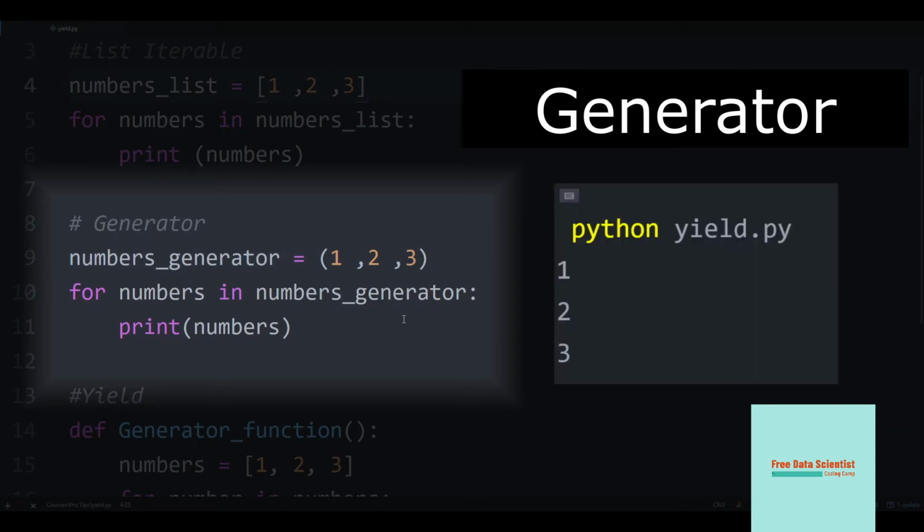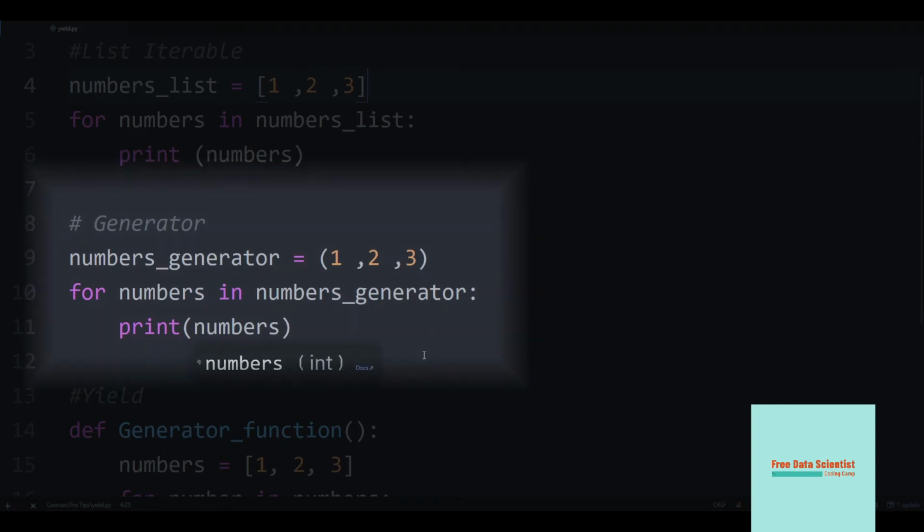Iterables are lists, strings, files, etc. With a generator, you cannot use the values in numbers another time. When we run the script, we get the results 1, 2, 3.